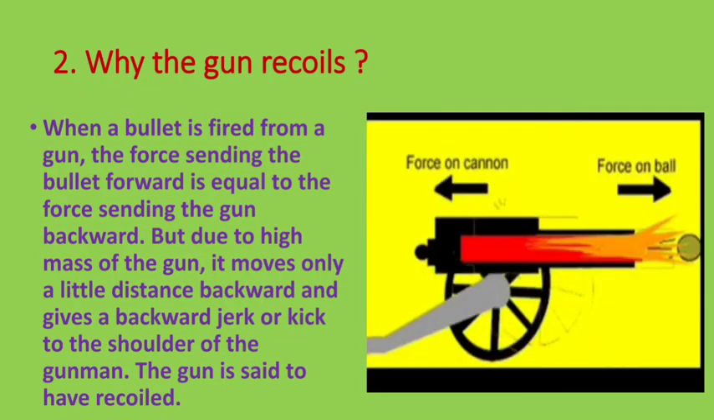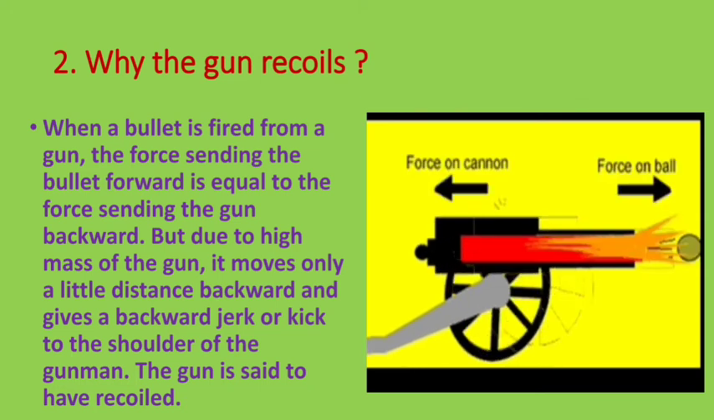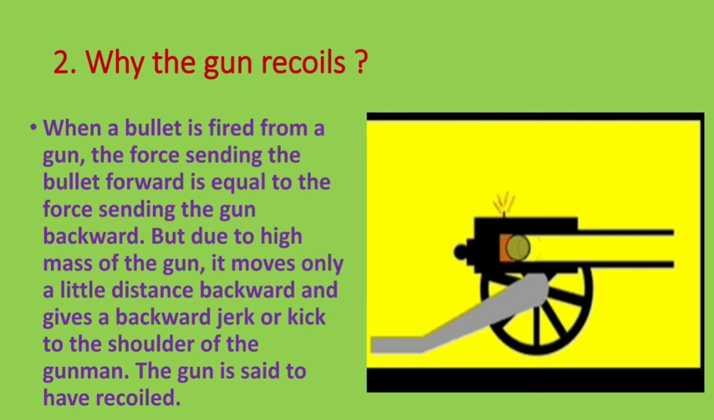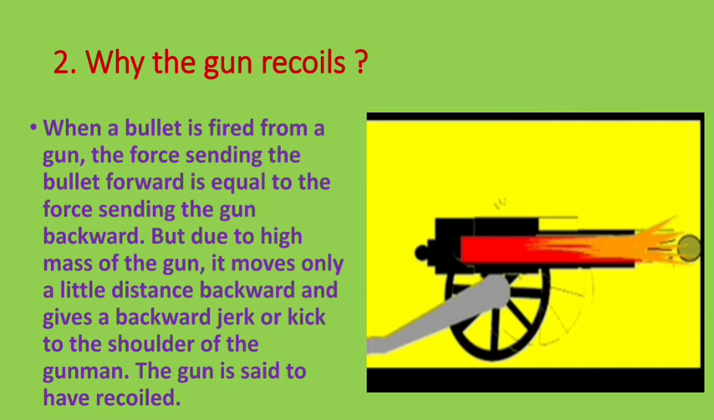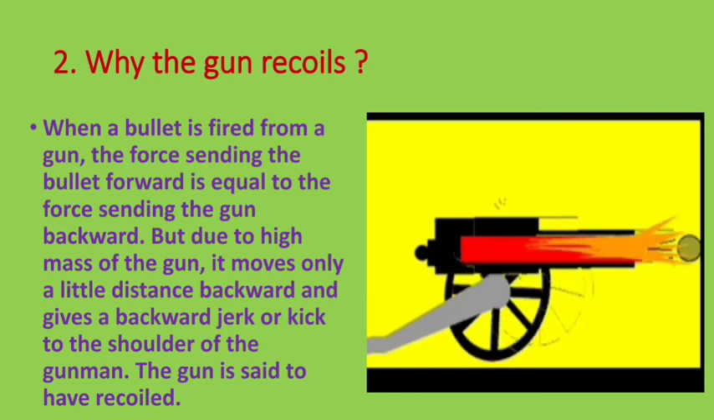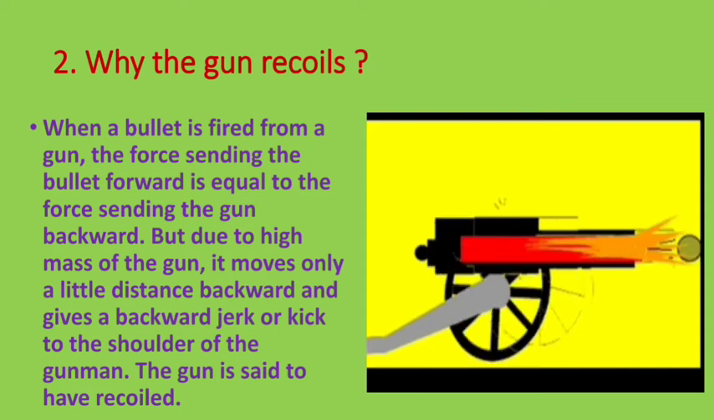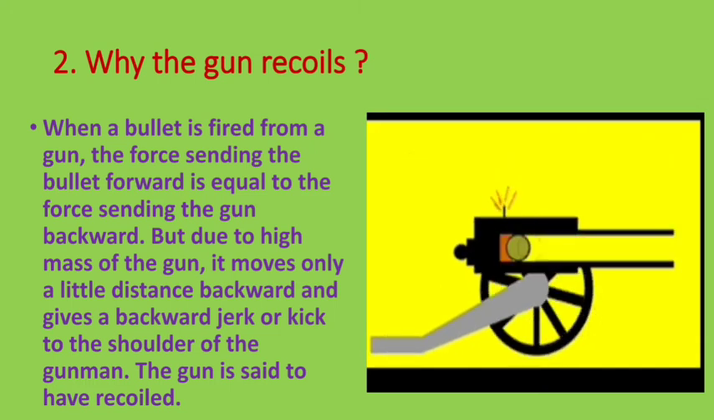Why does the gun recoil? When a bullet is fired from a gun, the force sending the bullet forward is equal to the force sending the gun backward. But due to the high mass of the gun, it moves only a little distance backward and gives a backward jerk or kick to the shoulder of the gunman. The gun is said to have recoiled.